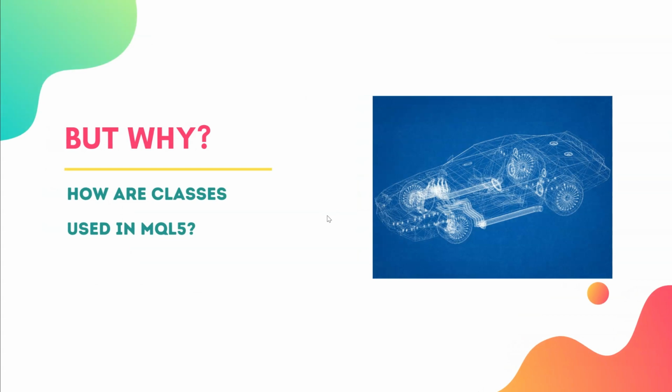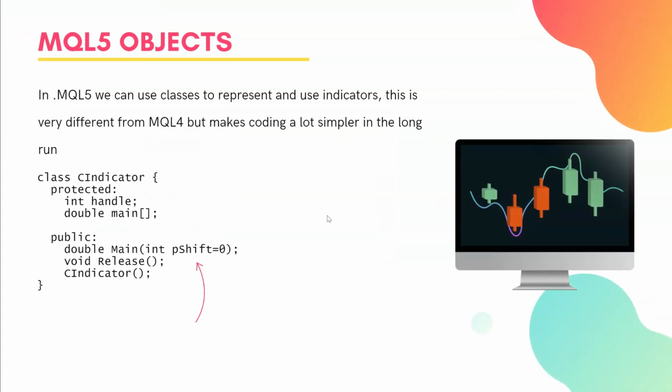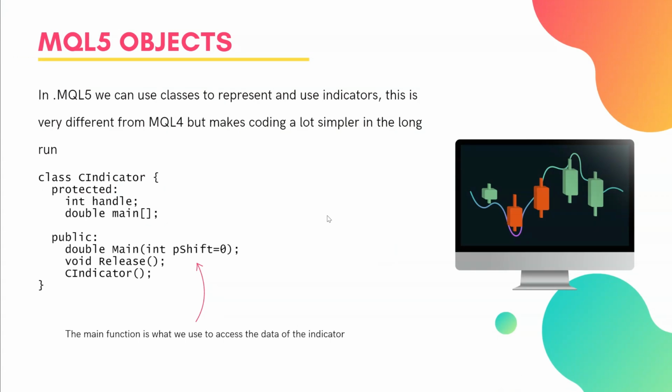So now we need to know why, if we have an understanding of what classes are, what objects are, why is that important, and how can we use them in MQL5? So in MQL5, we can use classes to represent and use indicators. So this is one of the key ways that you'll use classes. There are other ways, and we will cover them in this series.